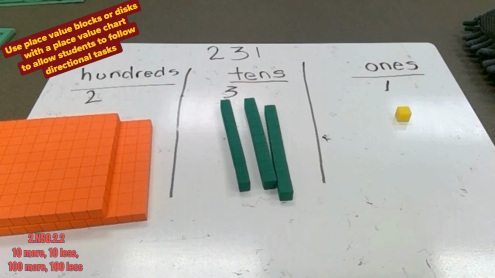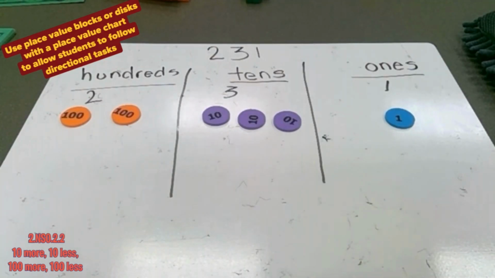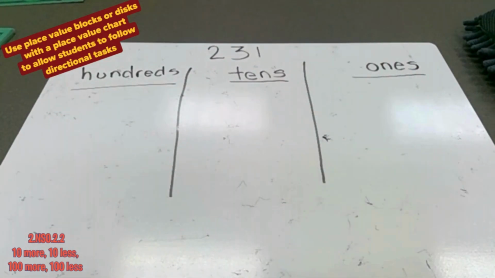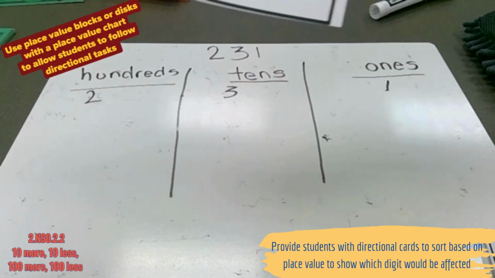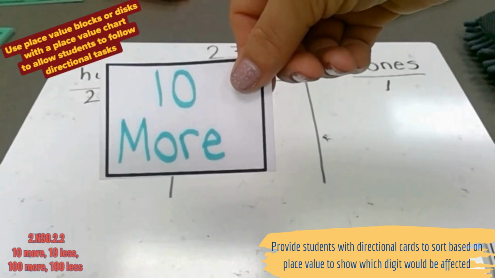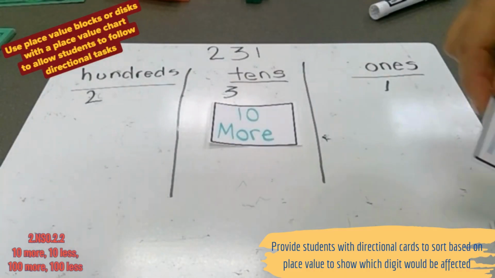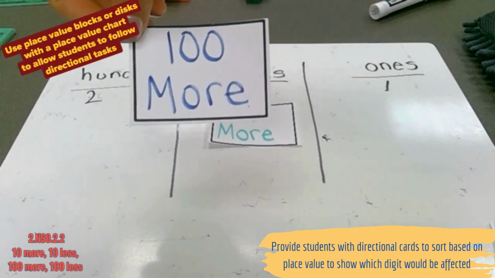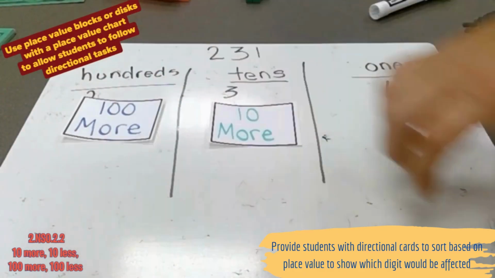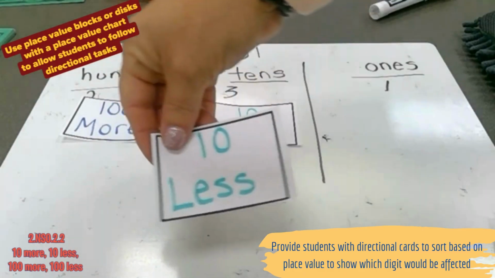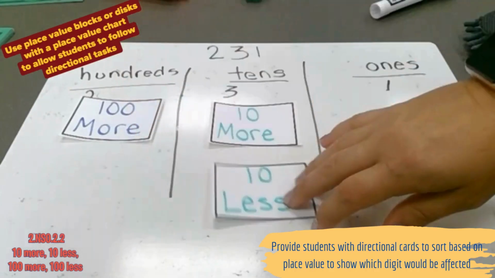Begin by having students build numbers using base 10 blocks or place value chips to reinforce place values of 3-digit numbers. Next, introduce directional cards. This allows students to decide which place value would be affected if we added 10 more, 100 more, or took away 10 less and 100 less.